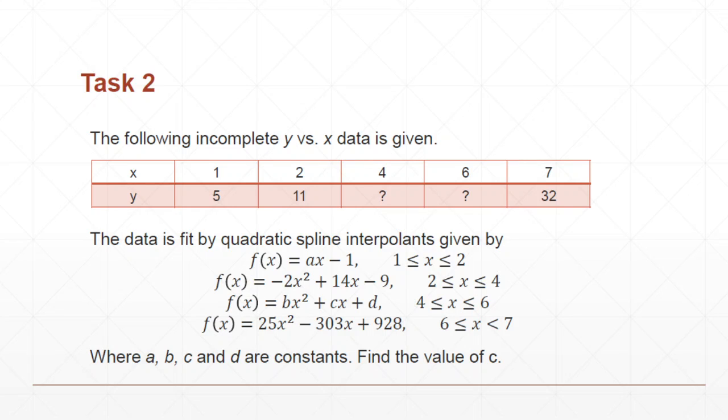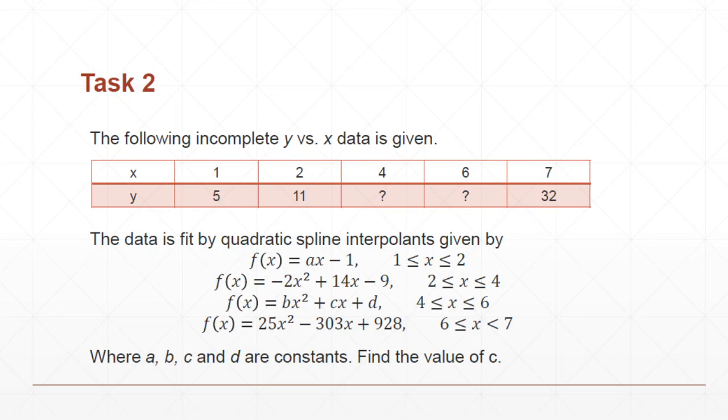So this is our task 2 now, and we are given an incomplete y versus x data set here. We don't have the values of some y values at x equal to 4 and x equal to 6. And we're given some quadratic splines going through consecutive data points also. But some of the spline interpolation information is not given to us.